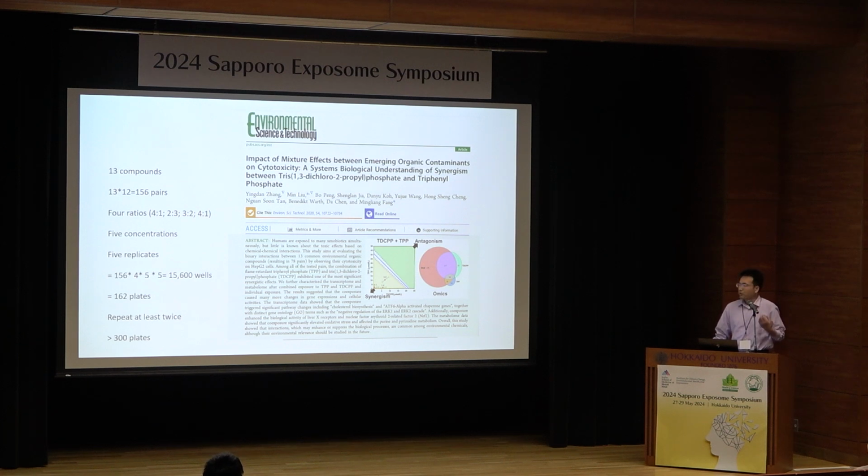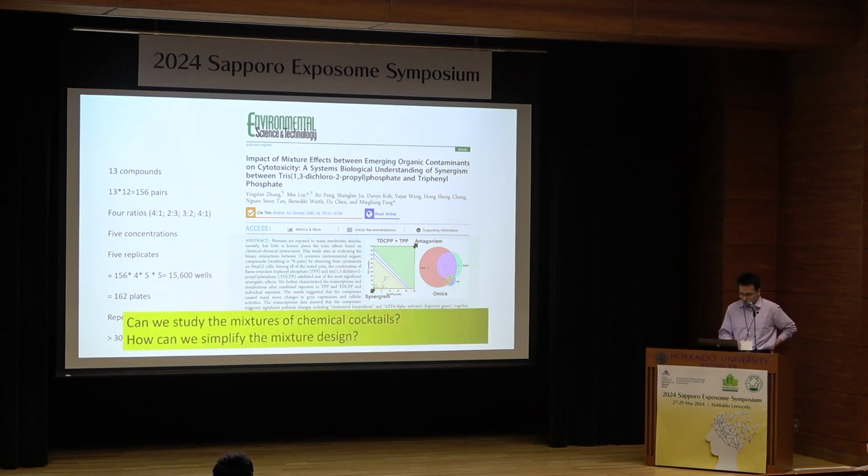Originally I just said I don't agree with you. This is science. We have to do it. But finally I agreed with them because it's like 300 plates, just to get only 13 chemicals. So I find that this is very hard, and I keep thinking about this all the time.